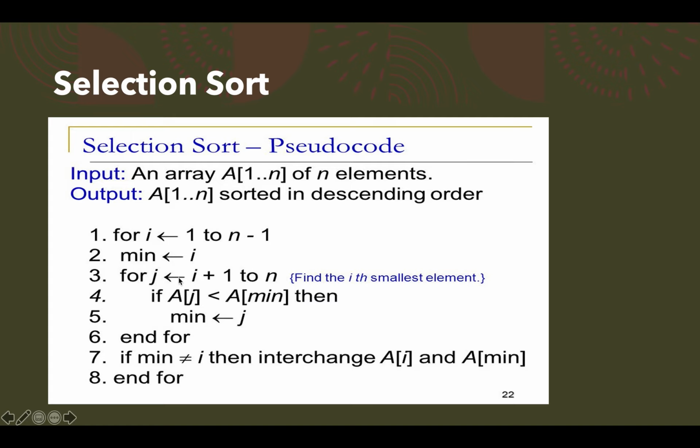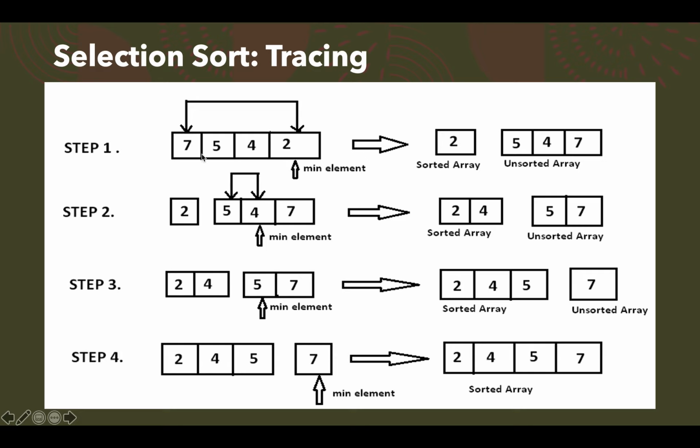Here you can see the example tracing 7 5 4 2. The first time it runs, you have to find the minimum element. You find the minimum element as 2. Now what you have to do: 2 and 7 are swapped, so you get the sorted and unsorted parts. Now from the remaining elements, i is incremented, the outer loop is incremented, and you find the next minimum element. The next minimum element is 4 and you swap it with the second position, because the first position holds the first minimum element.